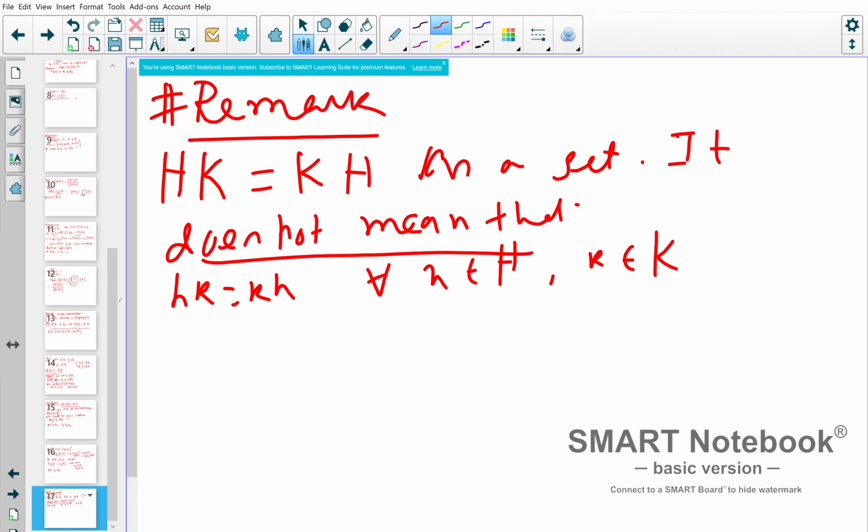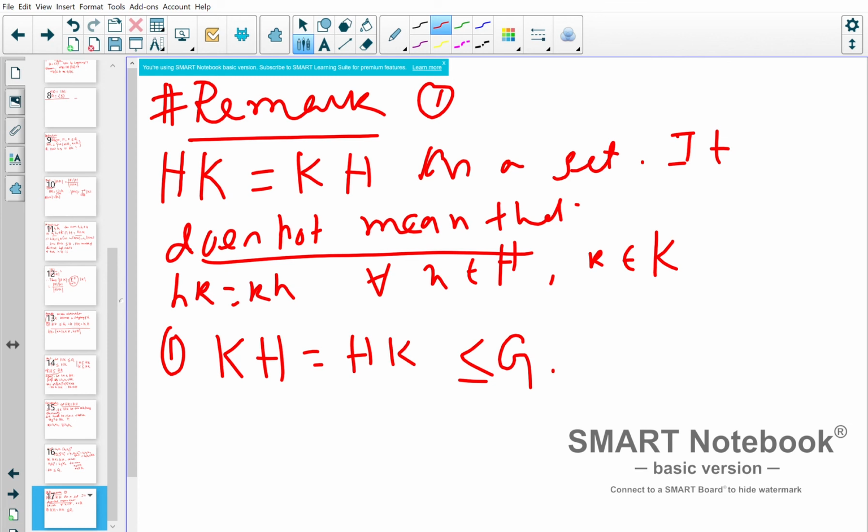Yes, for some special elements it may be the same, like maybe the identity. If you choose h equal to identity, then hk will be k into identity. Or if k equals identity, the same thing will happen, right? So in general this may not be true. And the second remark: obviously then HK is also a subgroup, because HK equals KH, right?